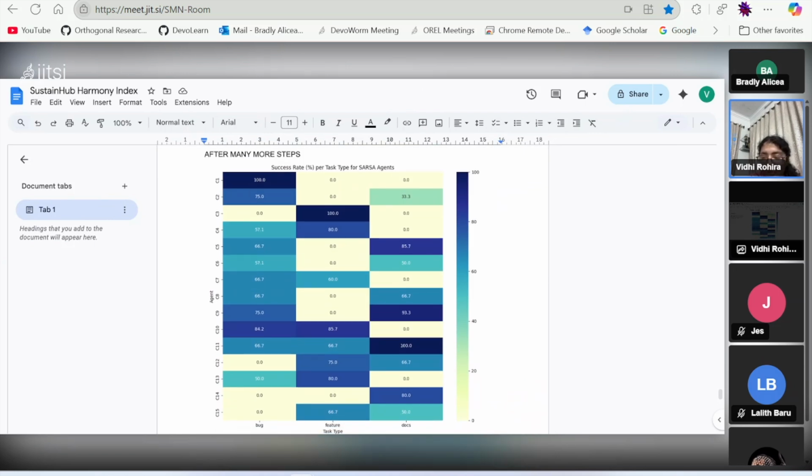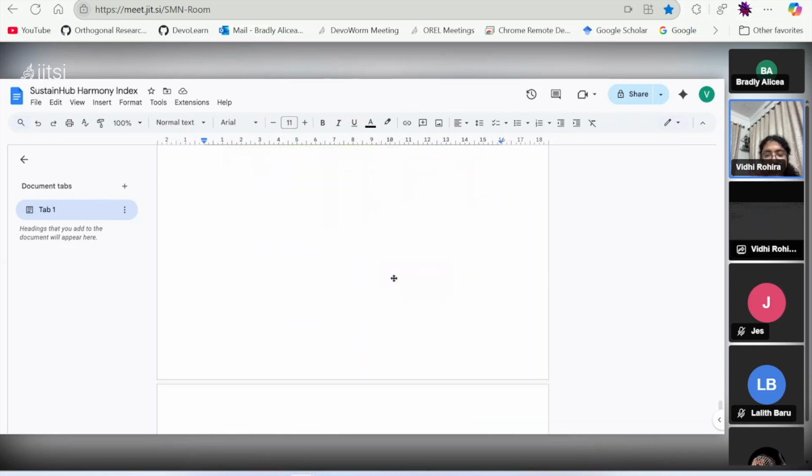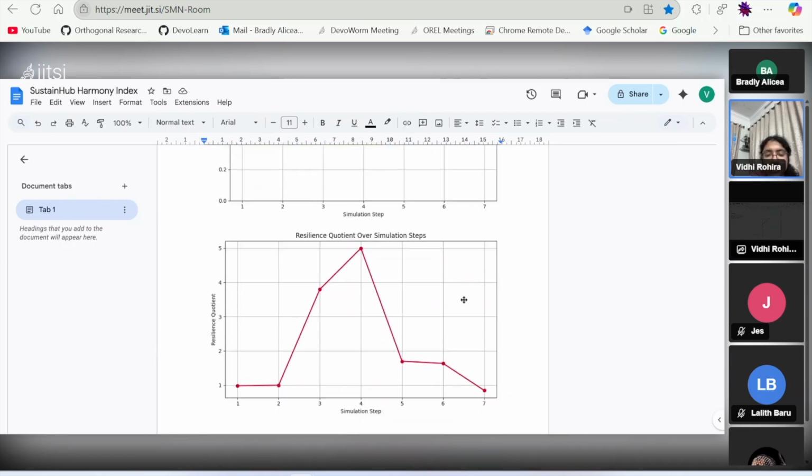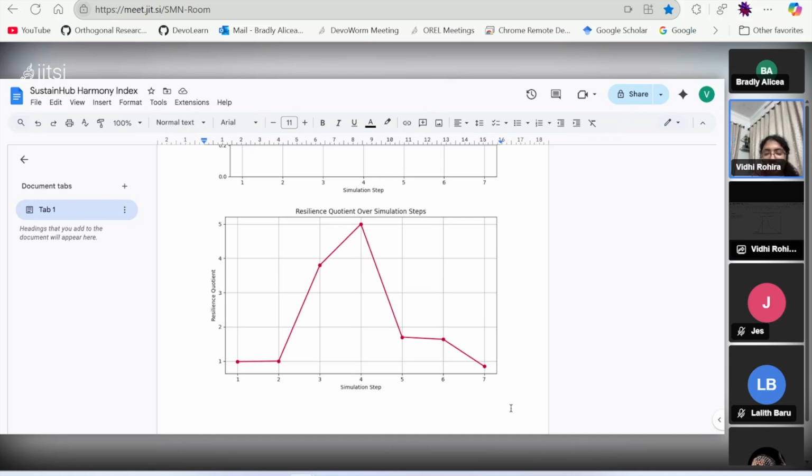And okay, a few more steps. We have the graph, and then the harmony index, and the resonance quotient. So for 7 steps. At a time, I've visualized only 7 steps, but if I keep running, then I can have more steps involved.